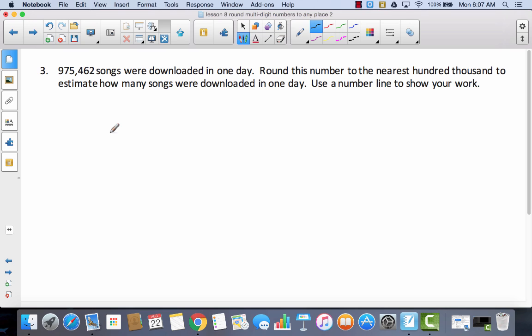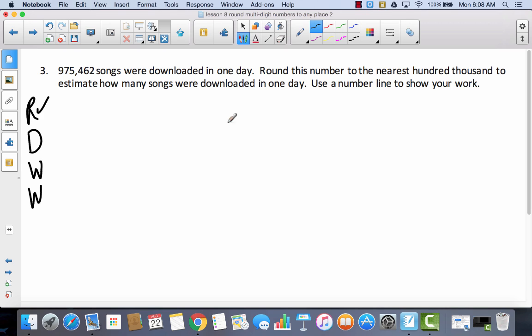All right, let's flip our paper over on the back and take a look at this application problem. When we do application problems, we're going to use the read, draw, write a number sentence, and write a word sentence process. So let's begin by reading. 975,462 songs were downloaded in one day. Round this number to the nearest 100,000 to estimate how many songs were downloaded in one day. Use a number line to show your work.